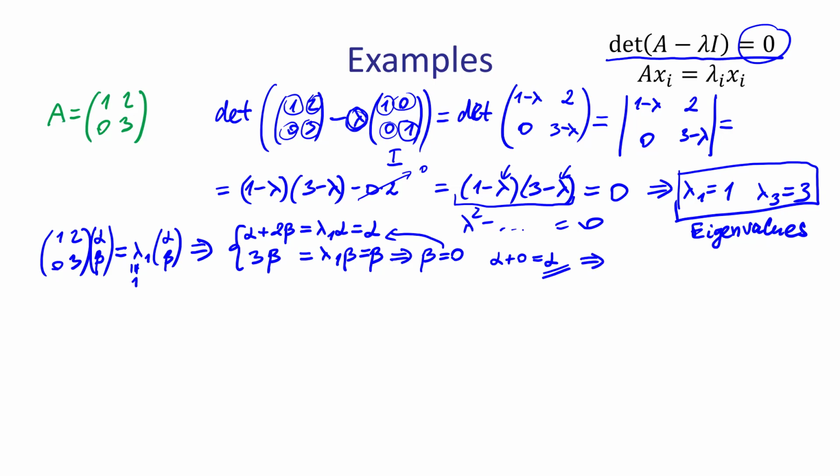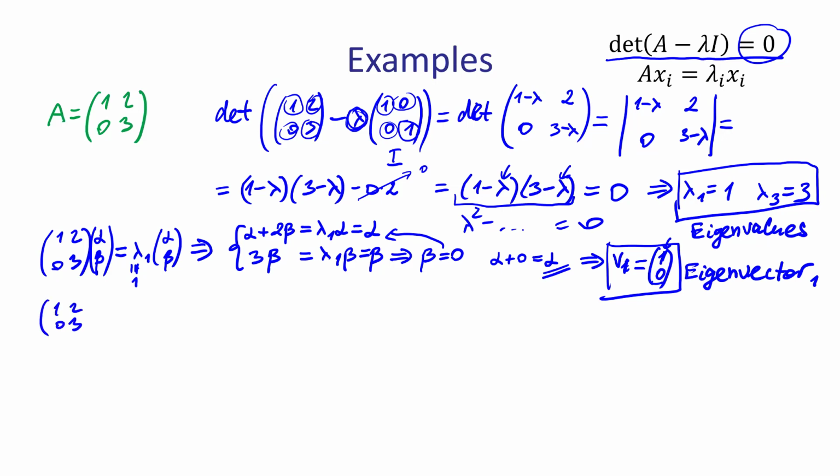From here, you conclude that your eigenvector, the first one, which corresponds to eigenvalue 1, will be just something like 1, 0. So this number could be anything, and this number has to be 0. So it could be 2, 0, 5, 0, 75, 0, minus 5, 0, whatever. But this is just one representative of that vector, and this is eigenvector number 1.